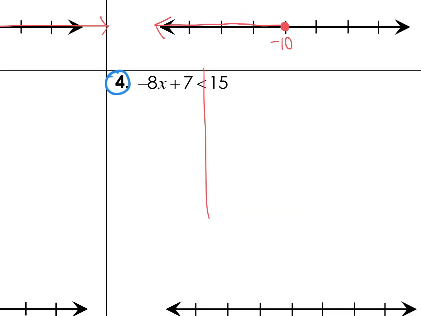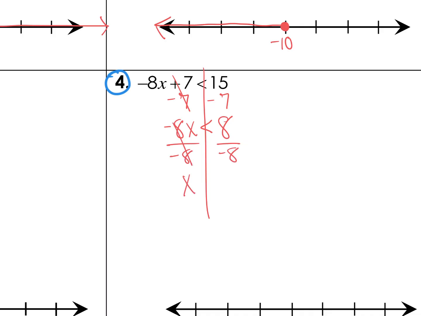Draw your line. First thing I'm going to do, get rid of this positive 7. I'm going to subtract 7 from both sides. Takes it away from there. I am left with 8 on the right side. Ask yourself, did you multiply or divide? No, so nothing changes there. And then I'm left with negative 8x. Now I have to separate this negative 8 from this x. Well, it's currently being multiplied. The inverse would be division. Divide both sides by negative 8.